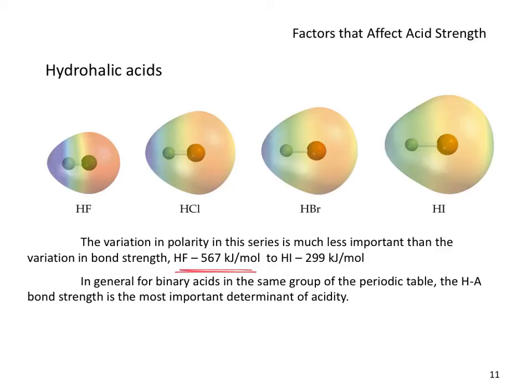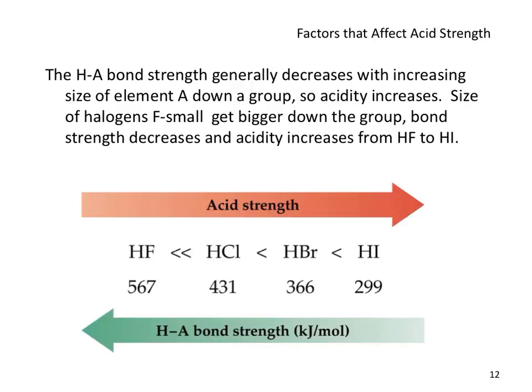So HF, notice, has a bond energy of negative 567 kilojoules per mole. HI is negative 299. And so one can say, since HI is a much weaker bond, essentially that's going to cleave much more easily. And for that reason, that's going to be most acidic. So acidity is in this direction. And that's what we say here. HF is a weak acid. HI is a strong acid.